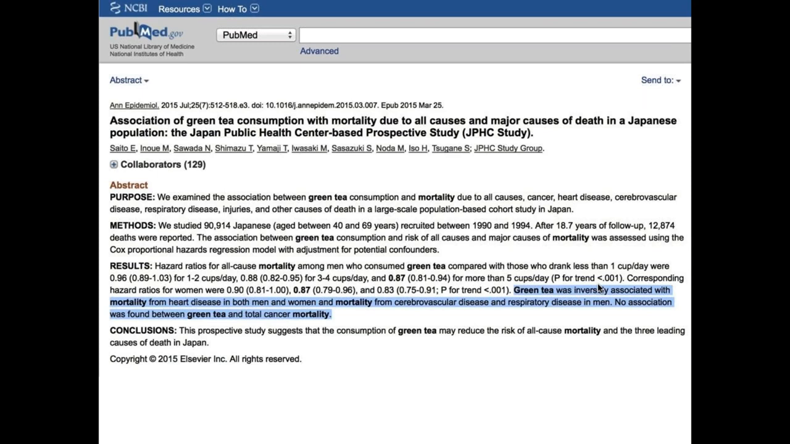So this systematic review shows that green tea helped prevent heart disease and a number of other things, but no association was found between green tea consumption and total cancer mortality, so death from cancer. So although it has some anti-cancer effects, it doesn't seem to decrease the death from cancer necessarily. I thought that was interesting.